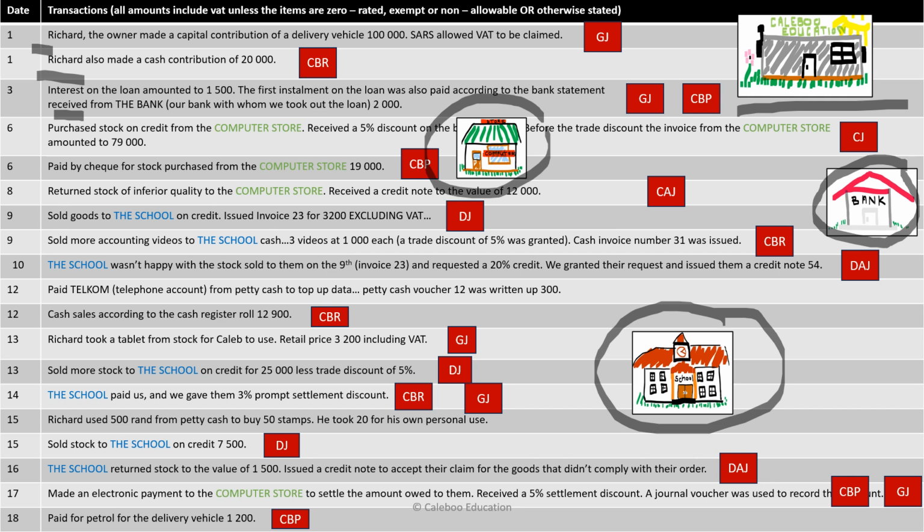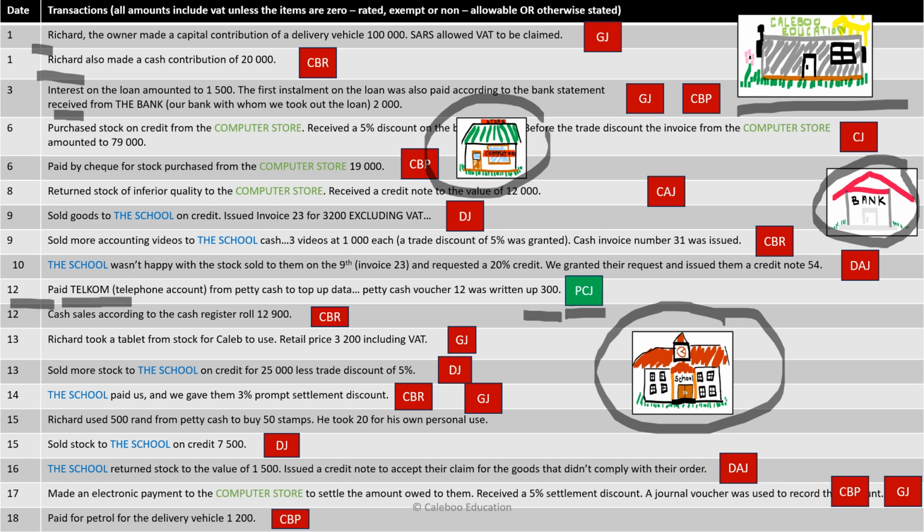So what we need to do is identify the transactions that are going to go into the petty cash journal. So I've done that. I've worked through this. Remember, when you've been through all the journals, we would have covered all these transactions. But we're doing the petty cash journal. So let's see what happened on the 12th.